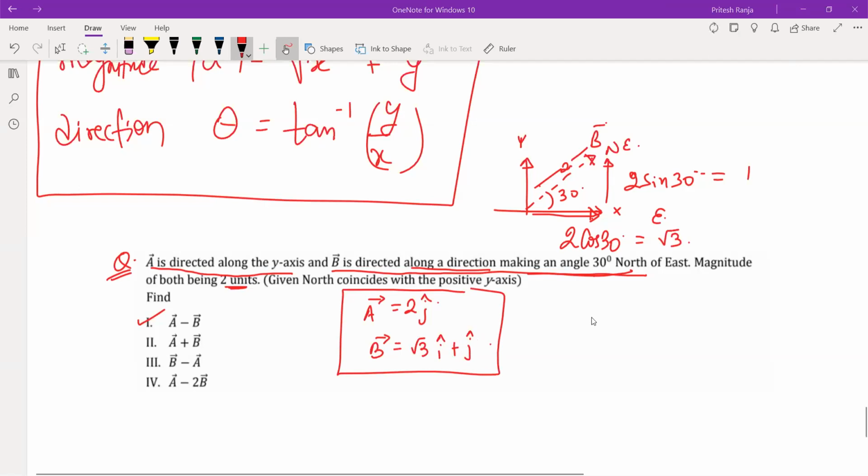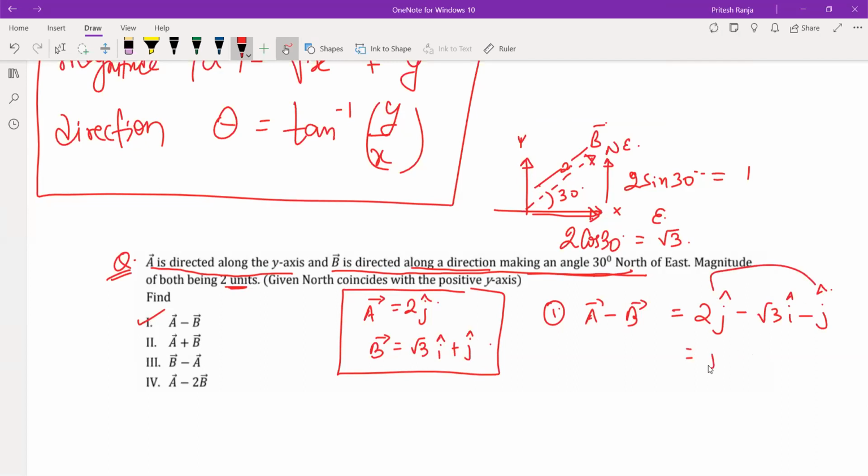Now you can find A vector minus B vector. That's the first one. So it will be 2 j cap minus root 3 i cap minus j cap. So this will come out to be 2j minus j, that is j cap minus root 3 i cap. This is the answer.